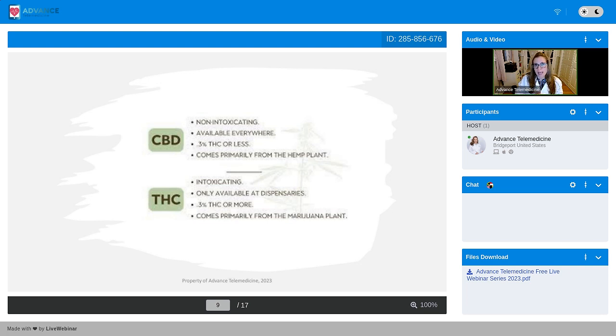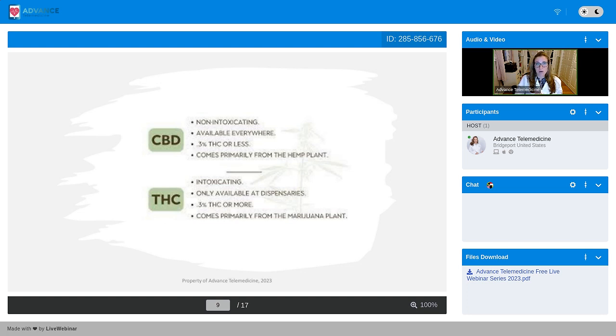I do want to say that at this time, each state can develop their own laws. So if you are going to be traveling, I would recommend that you look at the laws of the state you're traveling to before you go there. There may be some differences, and you have to follow the laws of where you physically are.